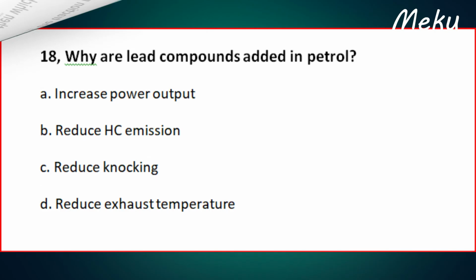18. Why are lead compounds added in petrol? A. Increase power output. B. Reduce HC emission. C. Reduce knocking. D. Reduce exhaust temperature.